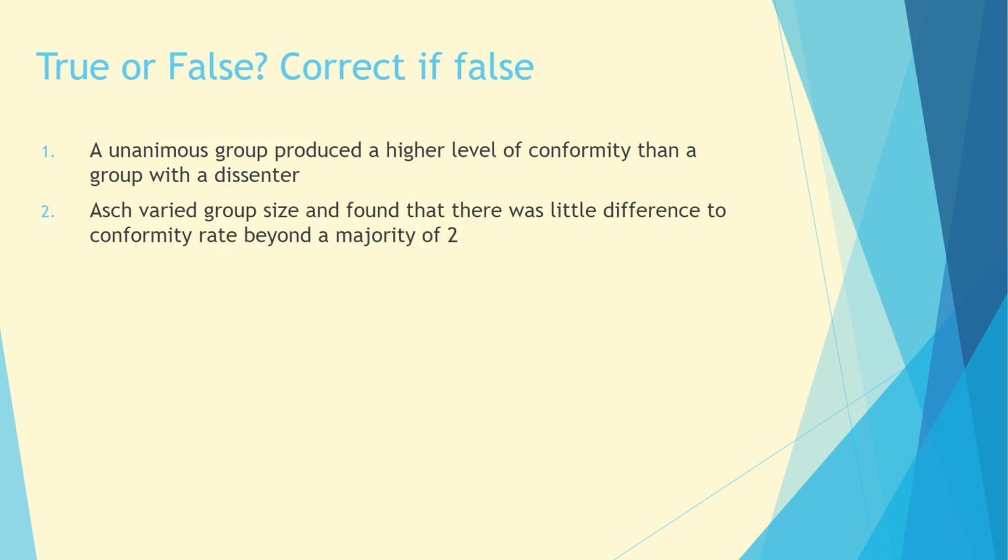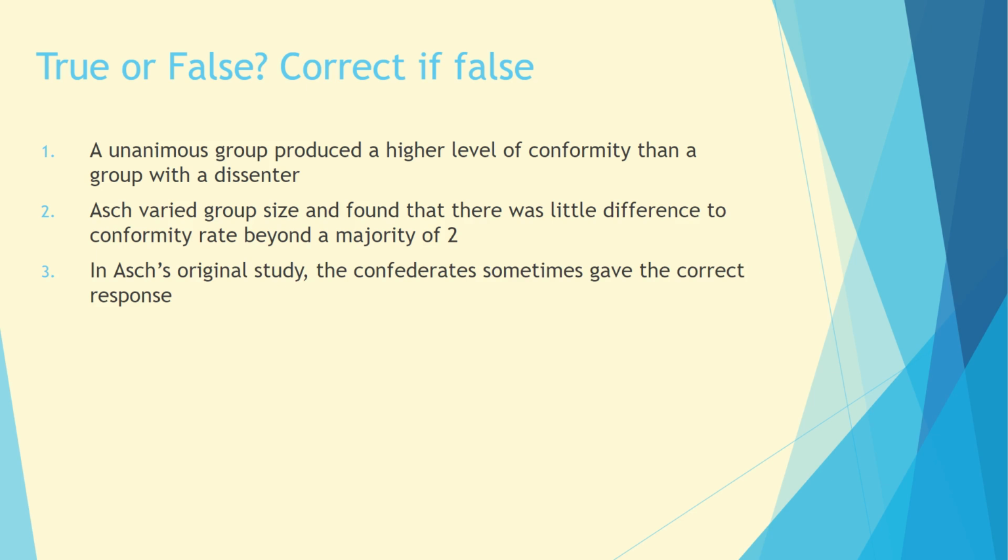Statement 2, Ash varied group size and found there was little difference to conformity rate beyond a majority of 2. This is false. It's beyond a majority of 3. And finally, in Ash's original study, the Confederates sometimes gave the correct response. This is true. Confederates only gave the same incorrect response on critical trials. This is when the results were being measured. For the rest of the time, they gave the correct answer.